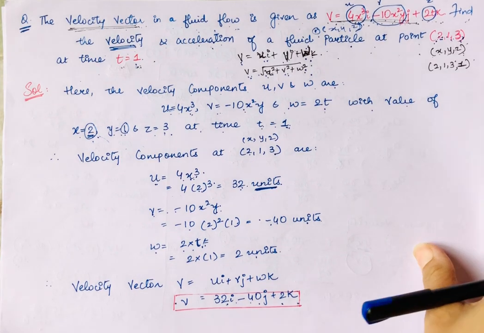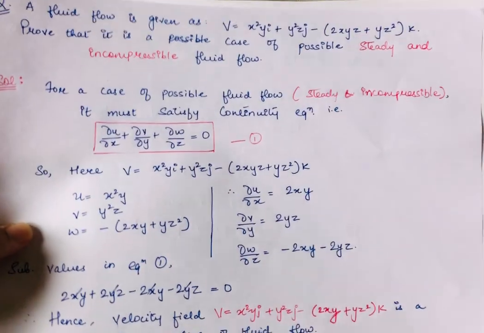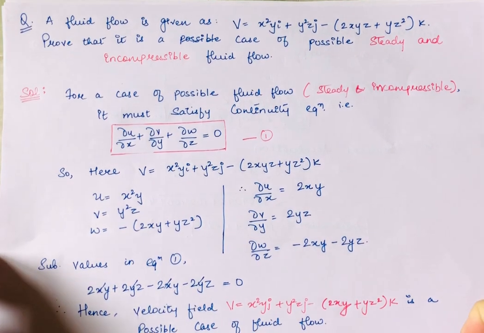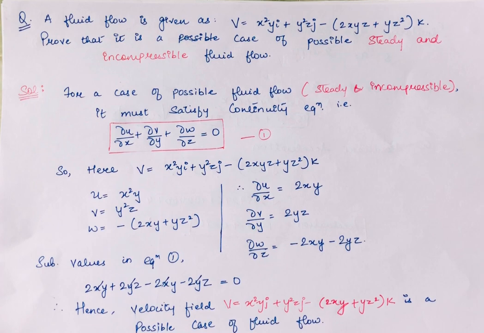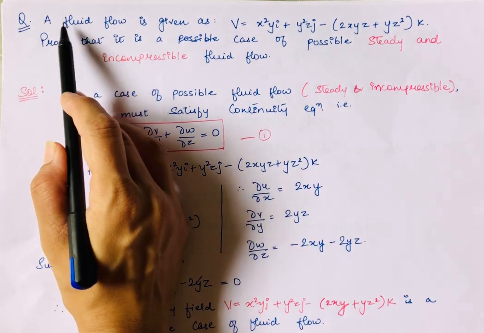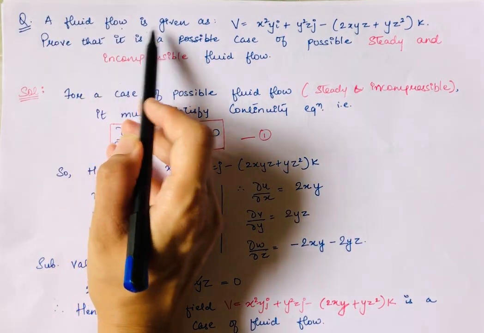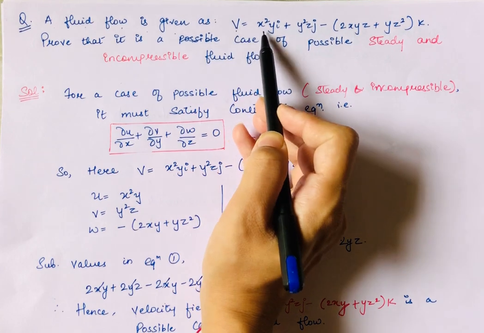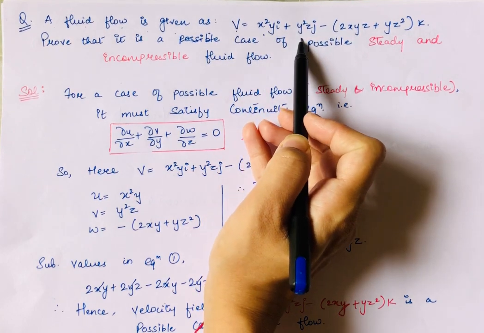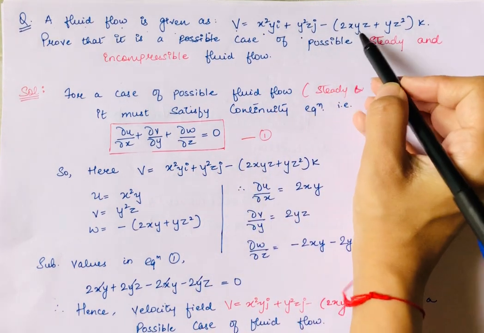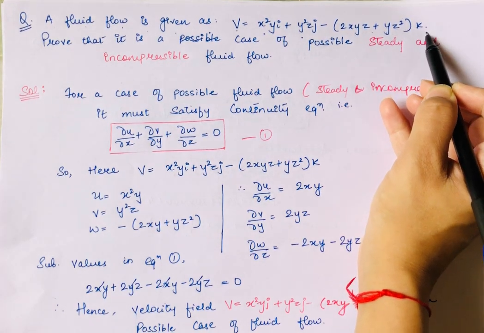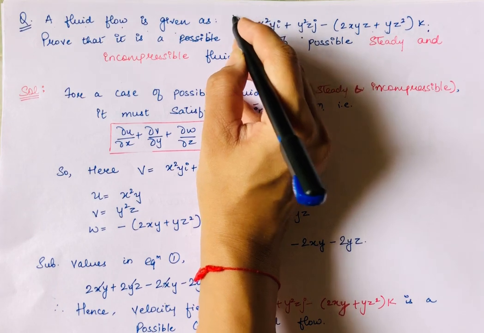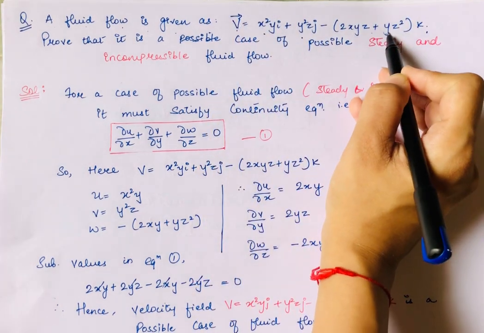Now let's see another example related to the theory of velocity and acceleration in fluid kinematics. Here another question is written as: a fluid flow is given as V is equal to x squared y i plus y squared z j minus (2xyz plus yz squared) k. So a fluid flow is given by the velocity vector as this equation.